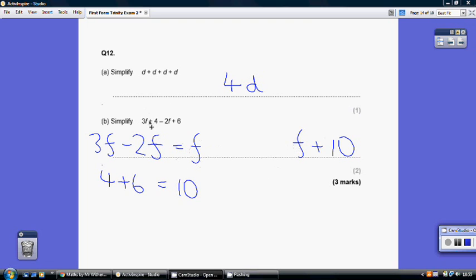And then the normal numbers, this bit's more straightforward. Plus 4 plus 6 is plus 10. So we get F plus 10.